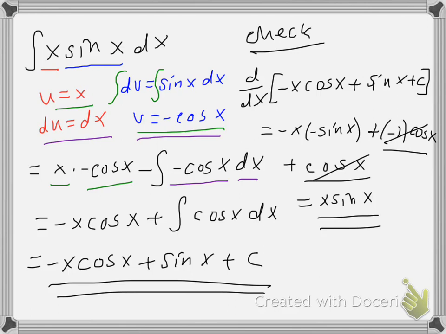Let's take a look at another example. Let's say we want to find now the integral of x e to the x dx. Okay, I don't have a logarithmic function, nor do I have an inverse trigonometric function, but I do have, again, the algebraic function of simply x. So my natural choice for u will simply be equal to x. And of course my du will be dx.